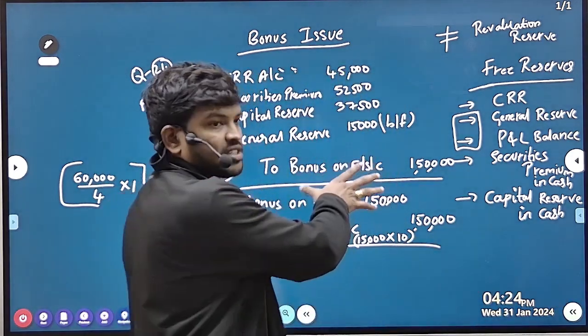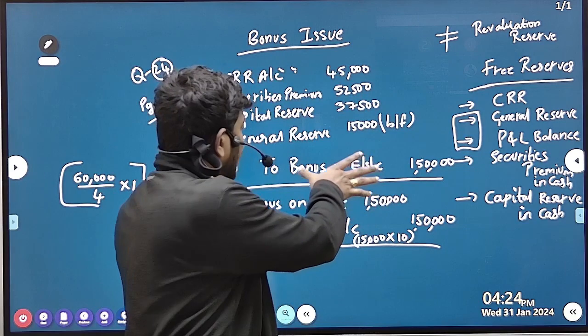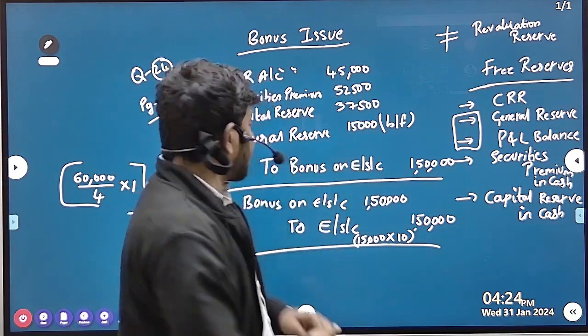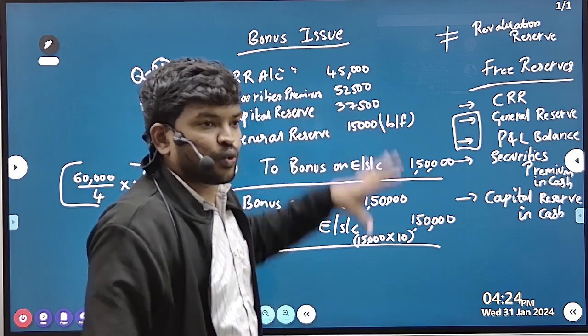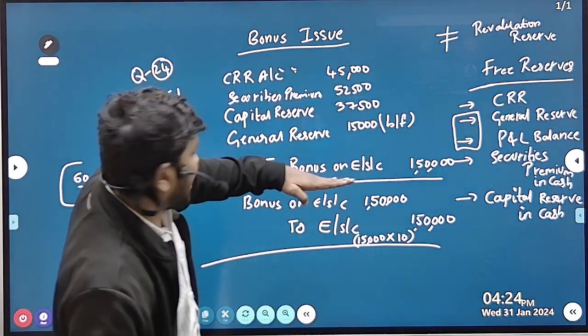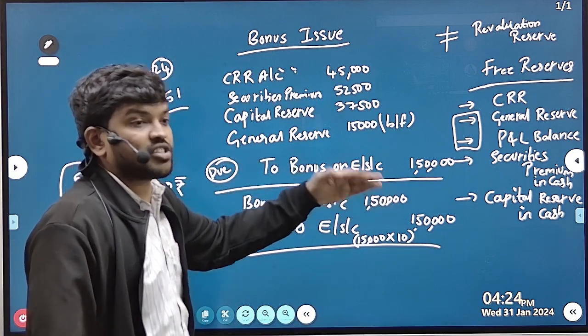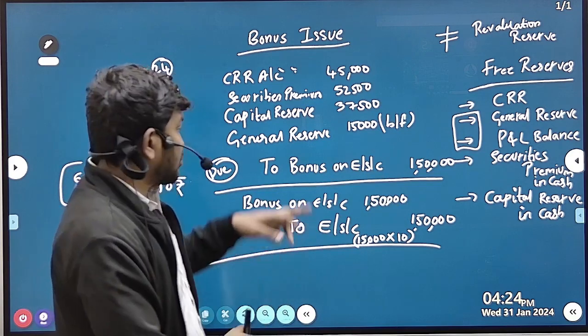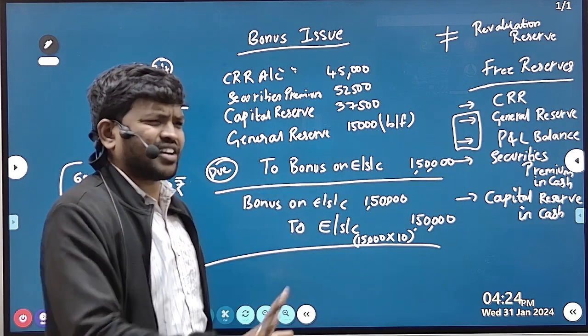Something payable is a liability, yes or no? So I am crediting this bonus account because bonus is payable. This is the due entry. I am writing in my books that something is due. That's why I am creating this, because this is a liability. This is payable. Understood? So that's why I have created this temporary bonus account.